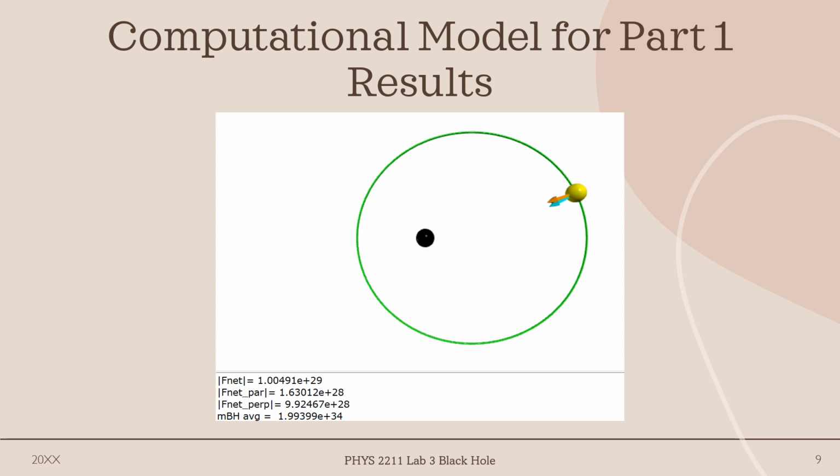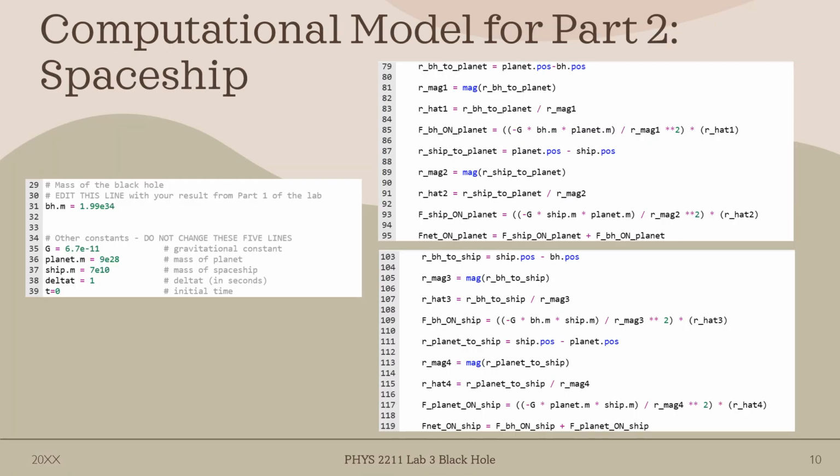Similar to the previous part, I have my initial conditions, this time adding my black hole's mass and using a lot of the universal gravitational force formula to find things like those in line 93, where the force of the spaceship on the planet is equal to the negative gravity times ship and planet masses over the distance between the ship and planet squared, all times the unit vector.